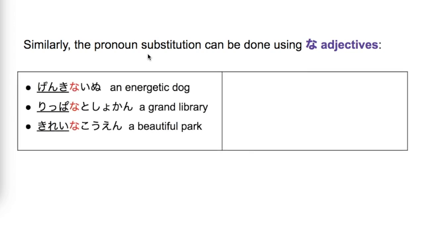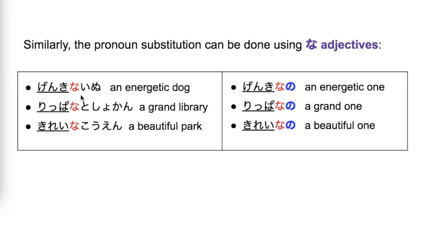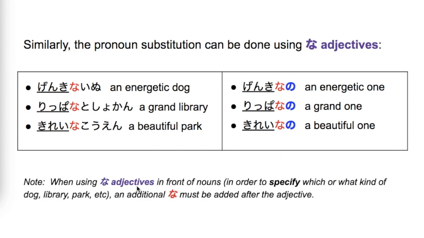Here are 3 examples. Genki na inu, an energetic dog, becomes genki na no instead of inu. Rippa na toshokan, a grand library, becomes rippa na no. And kirei na koen becomes kirei na no. Reminder that when you use a na adjective in front of a noun to specify which one or what kind of dog, library, park, etc., you need to add that na in between after the na adjective.